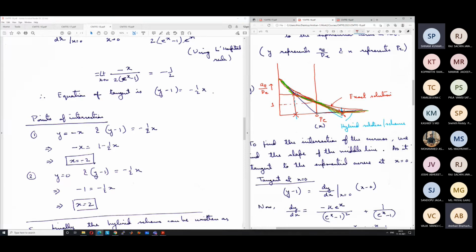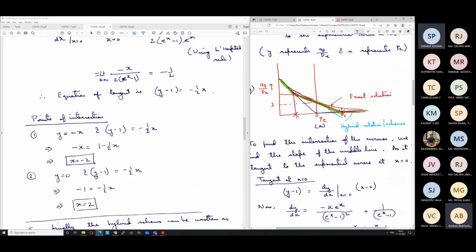So beyond minus 2, if the Peclet number is minus 3, minus 4, minus 5, minus 10, minus 100, minus 1 lakh, minus 1 million, whatever, we will assume that A by D is equal to minus P, or y is equal to minus x. When the Peclet number is minus 2, we can take either of the equations because we will get the same value.